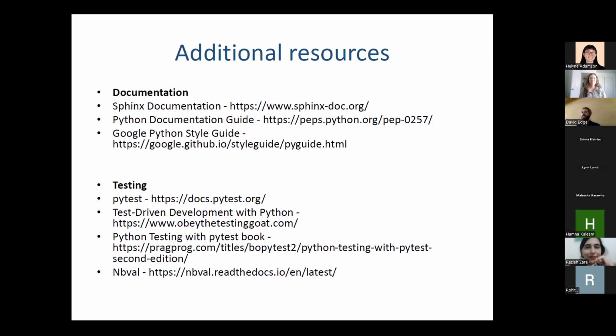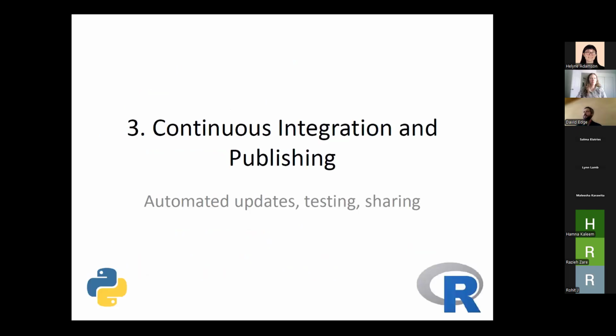All right, if there's nothing else, I'll skip on to our last section here. So this last bit is about continuous integration and publishing. So how do we automate our updates, our testing, and our sharing?